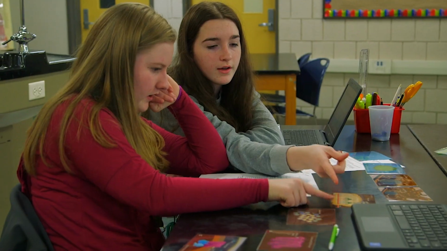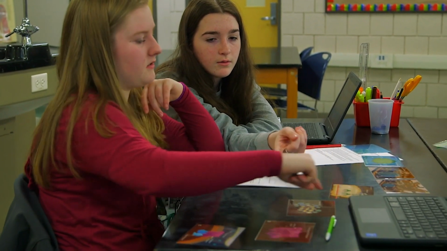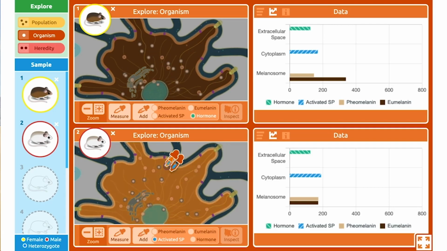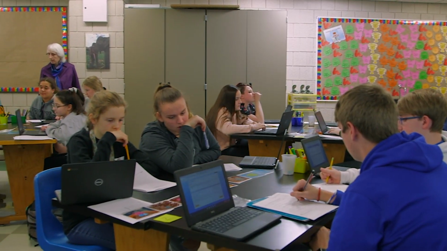With ConnectedBio, I think they get a more authentic experience. They're looking at data and observations they've actually made, and they're buying into that more because they're seeing the process. There's a lot of room for making your own discoveries. Instead of just being told this is how it works, you're like, I got it. Like this is what happens.